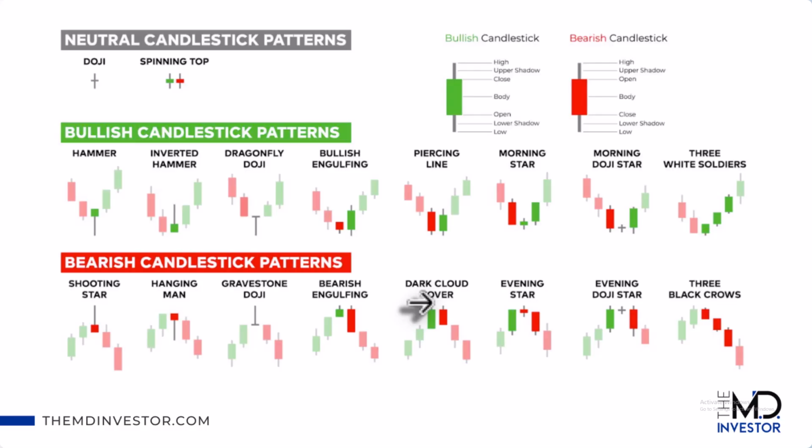There's also what's called indecision or neutral candlestick patterns. These are either going to be a doji formation or a spinning top formation, where the wicks outweigh the candle body itself, and the candle typically sits right in the middle in terms of its body formation.